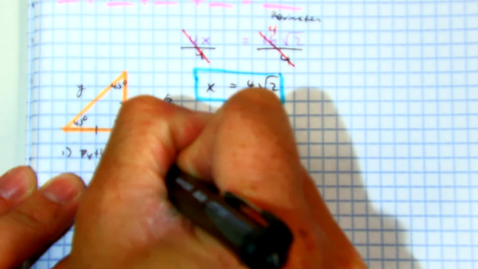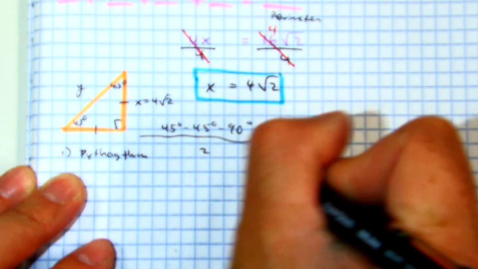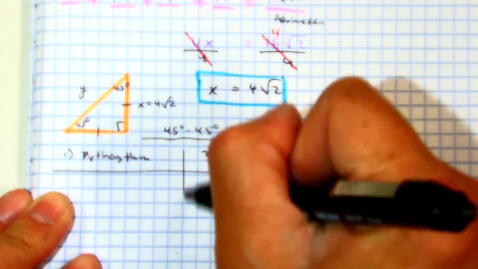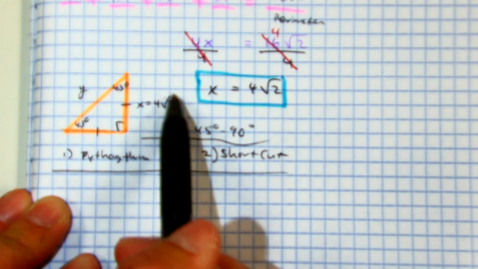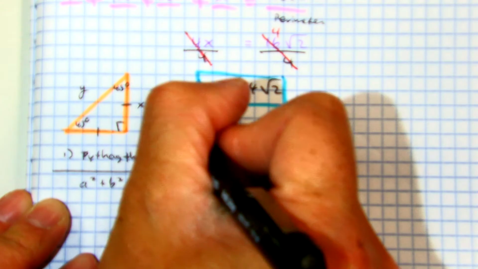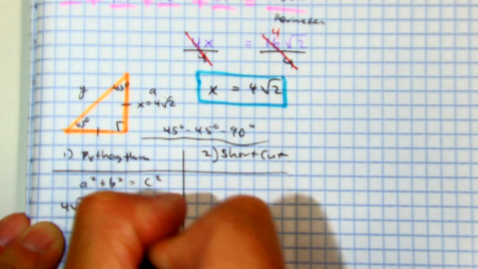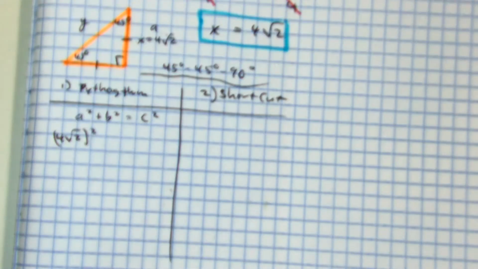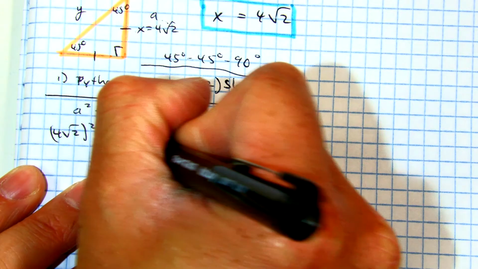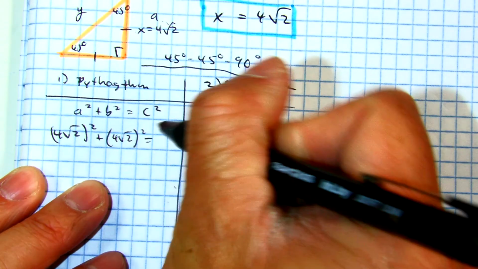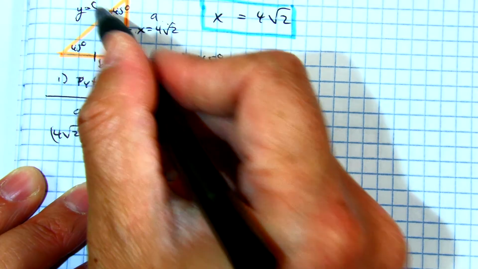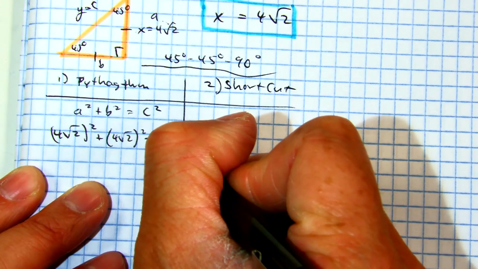And what else? I call it the shortcut. Not really a shortcut. Formulas, yeah. Let's do the Pythagorean theorem. A squared plus B squared equals C squared. So let's just say I call this one A. 4 radical 2 squared plus 4 radical 2 squared equals, this will be my B, and this will be my C. Remember, C is the side across the right angle, so I'll call it y squared.